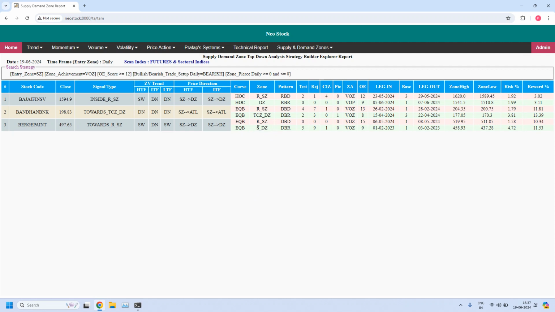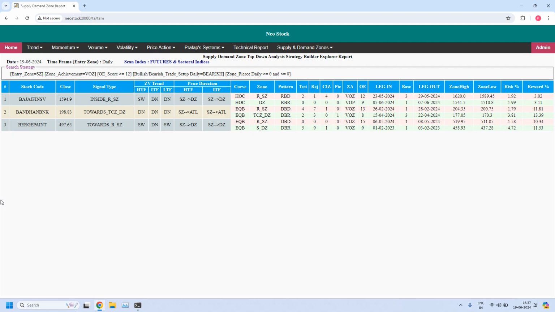Third one is also a high liquidity zone, but both demand and supply zones are high liquidity. Burger Paints. But not, it is a fresh zone. But you need to check the quality of these zones. Okay, this is about bearish trade setup for monthly income trade.